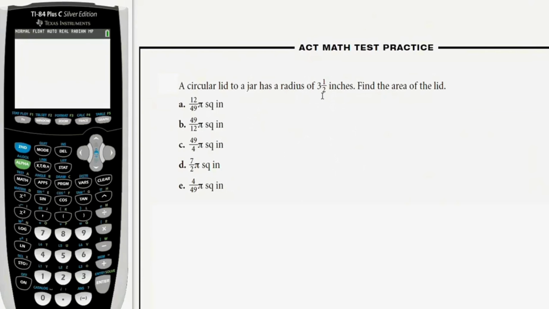So the radius is 3 whole number 1 over 2. So let's convert this mixed fraction into an improper fraction. So it will be 2 times 3, 6 plus 1, that's 7 over 2. So it's now an improper fraction, which is 7 over 2. So let's simplify now. The area of a circle is pi r squared.